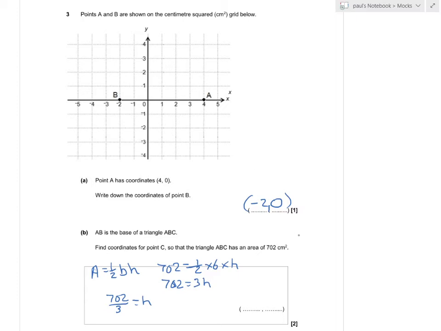Now we've got to do that by longhand. 702 divided by 3, which is 2, and 1 over is 3, and 1 over is 4. 234. So 234 is the height. And it doesn't matter. It could be anything with that height. So the height is the y. So 2, 3, 4. And it doesn't matter. So we just put 0 in there. Yeah, up the middle.